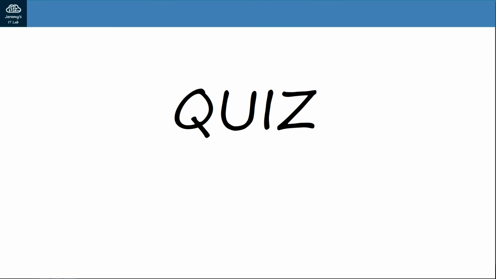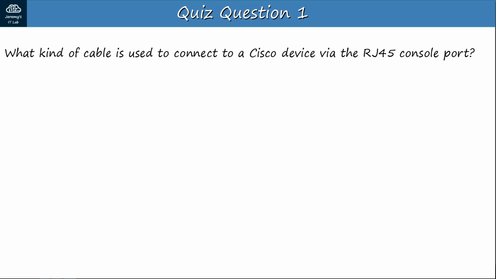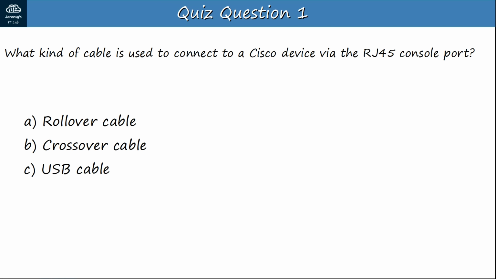Okay, let's move on to this video's quiz. First up, question 1. What kind of cable is used to connect to a Cisco device via the RJ45 console port? A. Rollover cable. B. Crossover cable. Or C. USB cable. Pause the video to think about your answer.